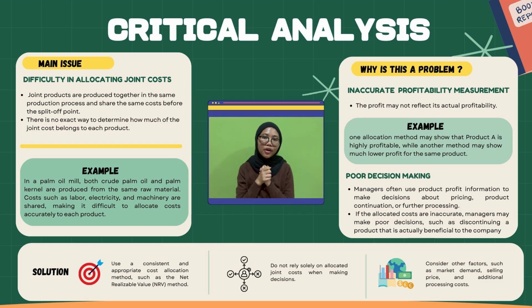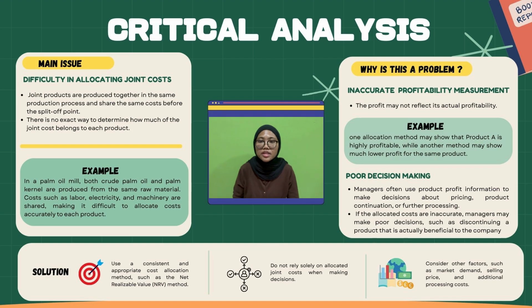Now, let's move on to why it is actually a problem. The first issue is inaccurate profitability measurement. Because costs are allocated using different methods, the reported profit of each product may not reflect its true economic performance. For example, one method may make product A look highly profitable, while another method may show it less profitable or even unprofitable. So, depending on the method used, the financial report looks very different.